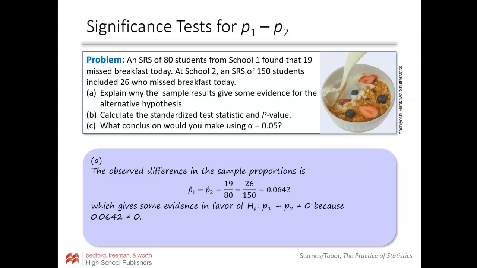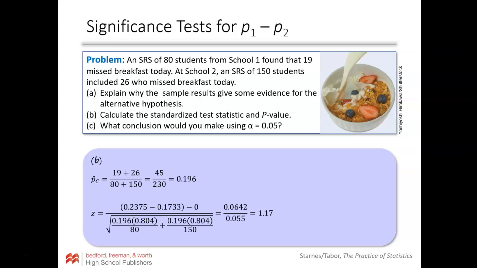But do we have convincing evidence, which is the same question that we had when we did single proportion tests. Oh, question B says calculate the standardized test statistic, and then find the p-value. So first step, and we've already done this because we did the large counts condition, you find that pooled statistic where you find the combined proportions, that 0.196, and you use that a couple places here in your z-score calculations. Use it right here and right here. So this is p hat 1 minus p hat 2 minus the perceived difference of 0, over the square root. This is the standard error calculation down here.